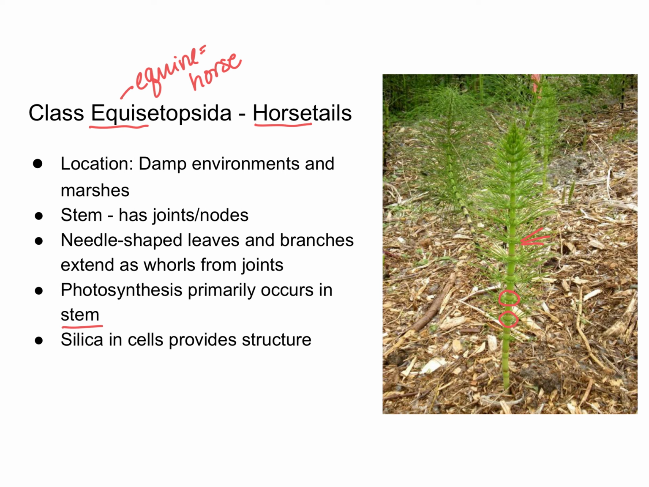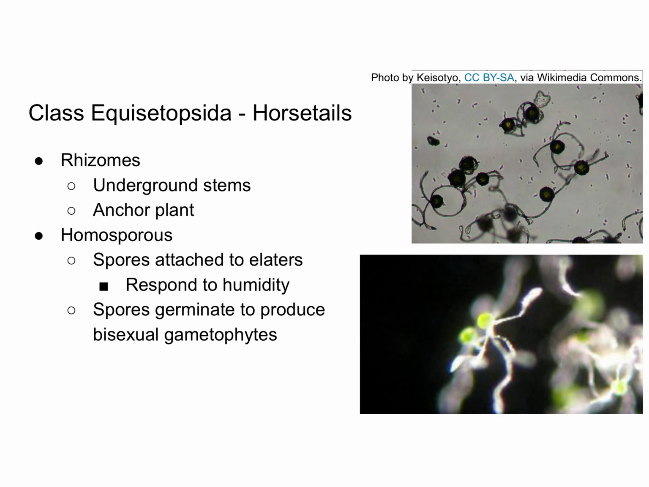They are also known for the silica that is in their cells. And these have been used before as kind of like brushes because of the structure or kind of the stiffness of those leaves. The horsetails have rhizomes, which are kind of like an underground stem that helps to anchor the plant in place. They are homosporous, which means that they make only one kind of spore. Now, one kind of neat thing about these plants is that their spores are attached to these elaters. And you can see them in this picture here.